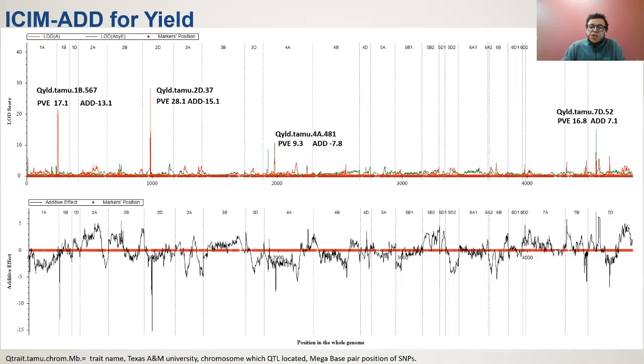It's over 20. Another major QTL is on 2D at 37 megabase pairs, which explained 28% PVE value, which means the phenotypic variation explained. I marked 2 more yield QTL on that page. We can see some additive by environmental effect on chromosome 4A and 7D.